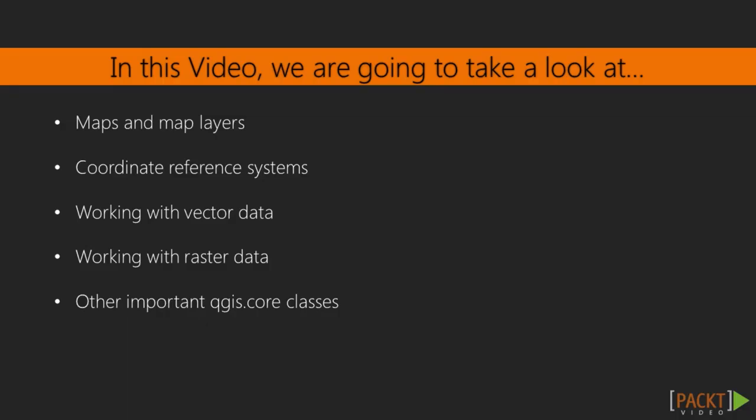We will see the different types of map layers which can be used to create a map, learn about coordinate reference systems, and see how you can display and manipulate vector-based geospatial data. We'll then see how the QGIS.core package lets us display and manipulate raster format data before looking at a few other QGIS.core classes that you may want to use.